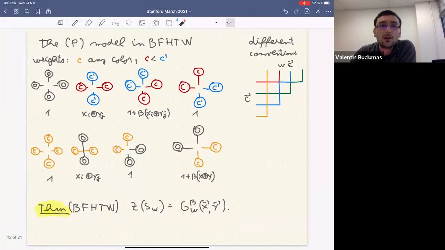Okay. So now let me briefly mention the second model. This is the model called the P model in BFHTW. They will have different weights to ours. They look similar, but they're somewhat different. They will also have different conventions. So their paths will start on the left and they will end on the top. And they also have a similar theorem which says that the partition function is equal to the Grothendieck polynomial.